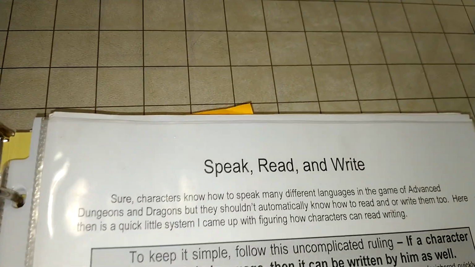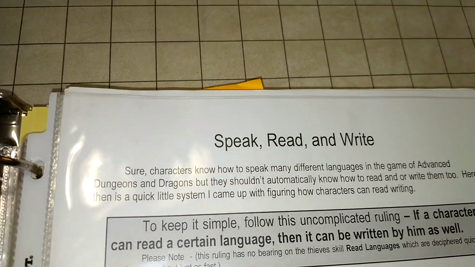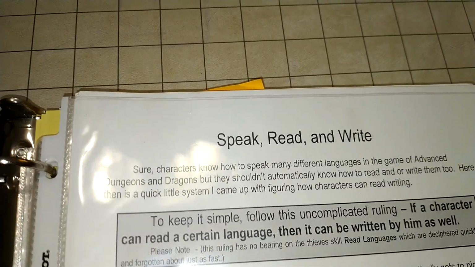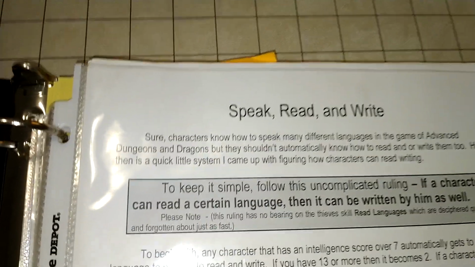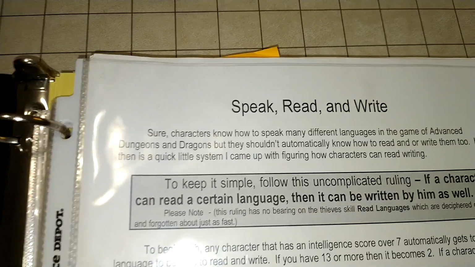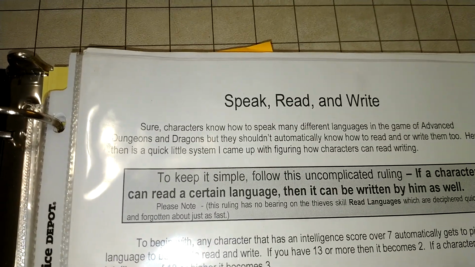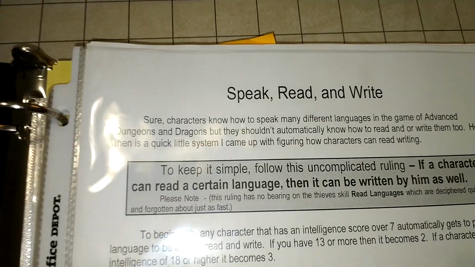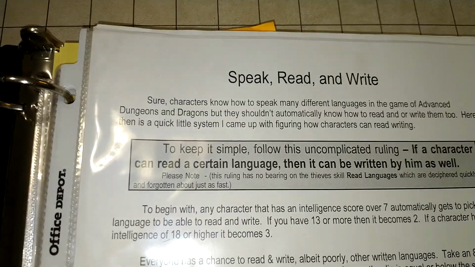Sure, characters know how to speak many different languages in the game of Advanced Dungeons and Dragons, but they shouldn't automatically know how to read and write them too. Here then is a quick little system I came up with, figuring out how characters can read writing. To keep it simple, follow this uncomplicated ruling. If a character can read a certain language, then it can be written by him as well.